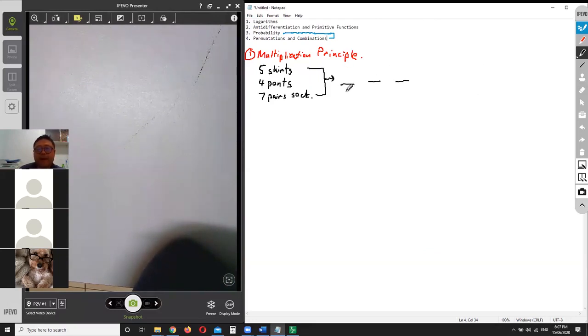How many pants can you choose? Yeah, you can choose 4. 4 pairs of pants, right? Now, of these 4 pairs of pants, each pair of pants can be matched with one of 5 shirts. Does that make sense? So how many ways can you arrange 4 pairs of pants and 5 shirts to make an outfit for yourself? Would it be 5 times 4 times 3? Oh, wait, times 7?